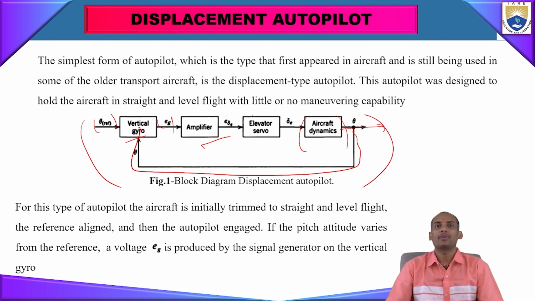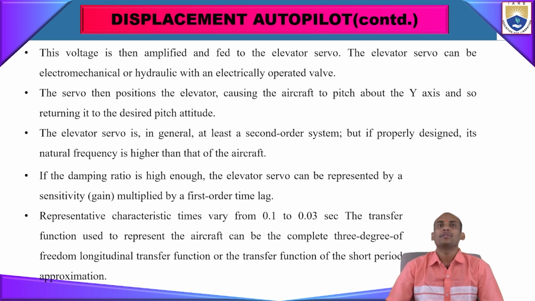So for this type of autopilot, the aircraft is initially trimmed to straight and level flight. So the reference is aligned, and then the autopilot is engaged. So if the pitch attitude varies from the reference, a voltage Eθ is produced by the signal generator on the vertical gyro. This voltage is then applied and fed into the elevator servo. That elevator servo can be electromechanical, like a servo motor, or maybe a hydraulic operation.